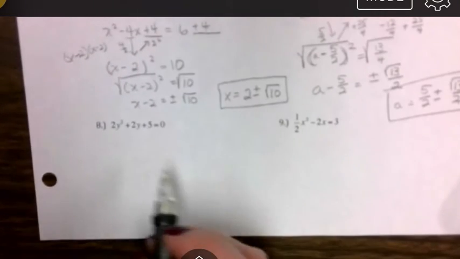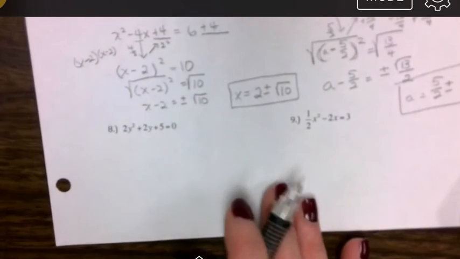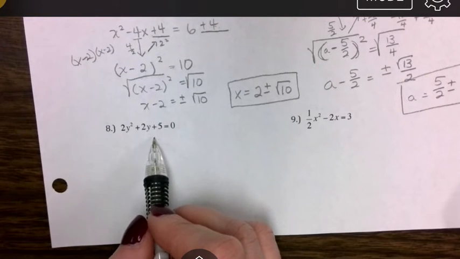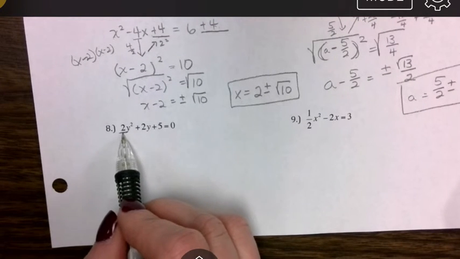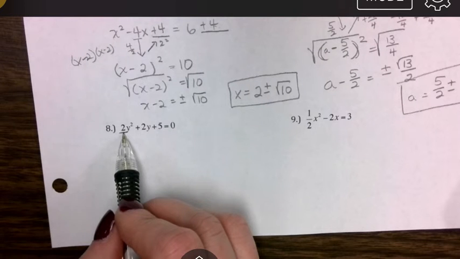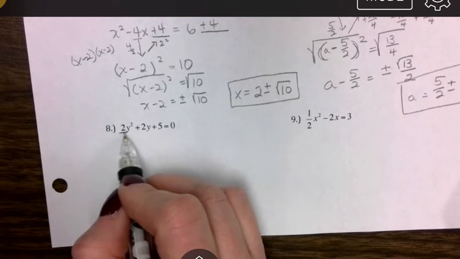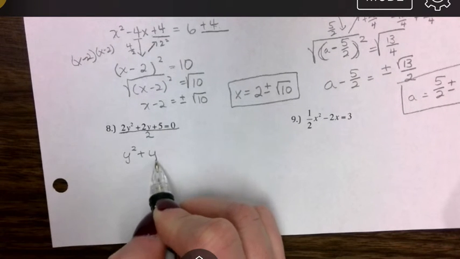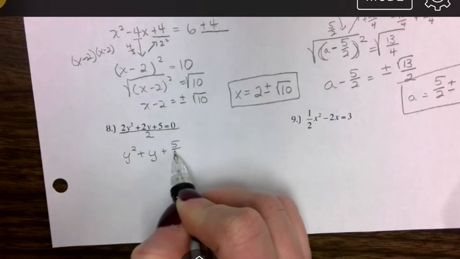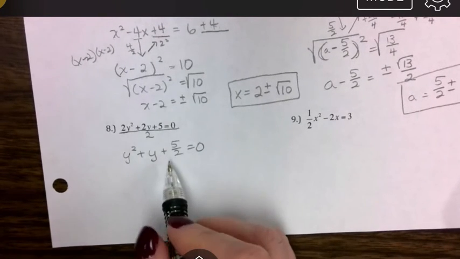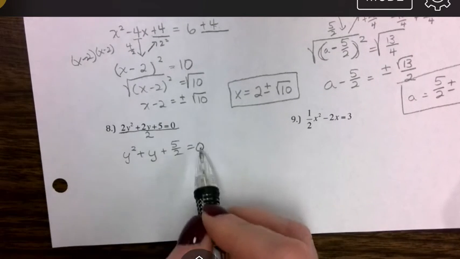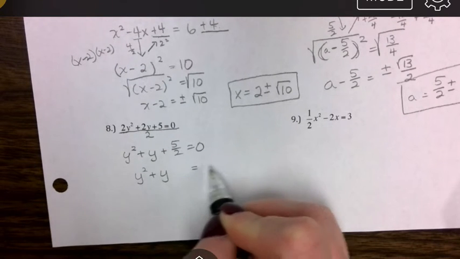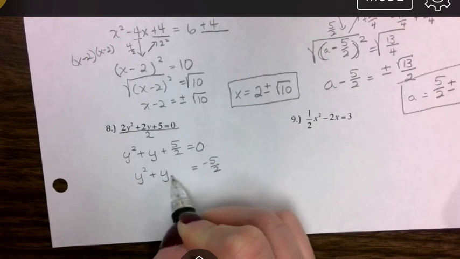Now on example number 8, this is an example of what happens if your a is not 1. All you're going to do is just go through and divide to get rid of that. So I have y squared plus y plus 5/2 is equal to 0. And then the steps stay the same. Subtract the 5/2, so I have y squared plus y is equal to a negative 5/2. Leave a blank here.